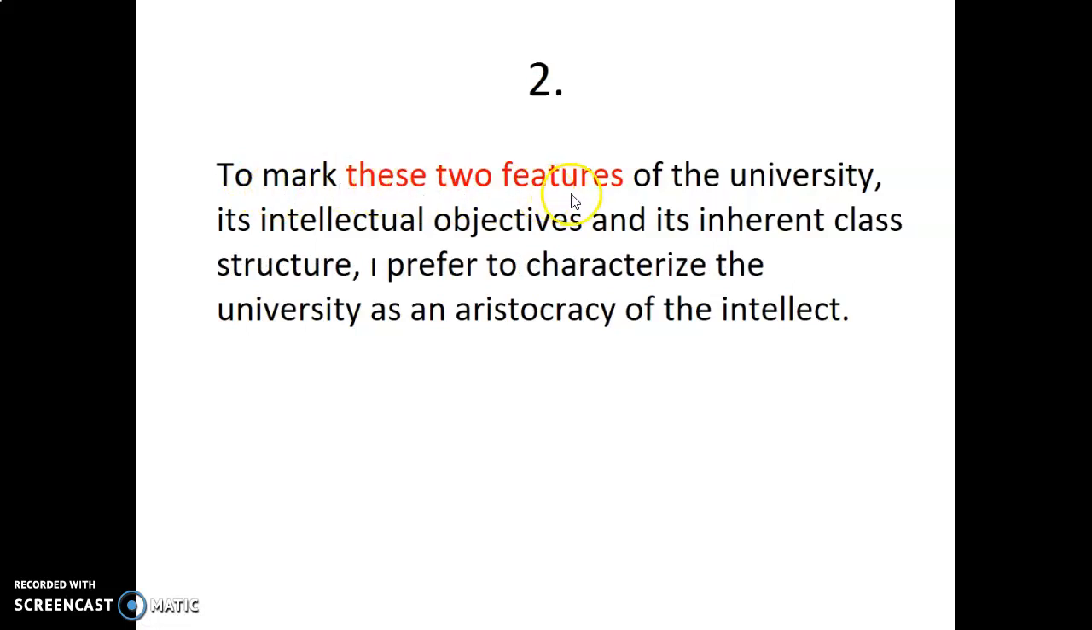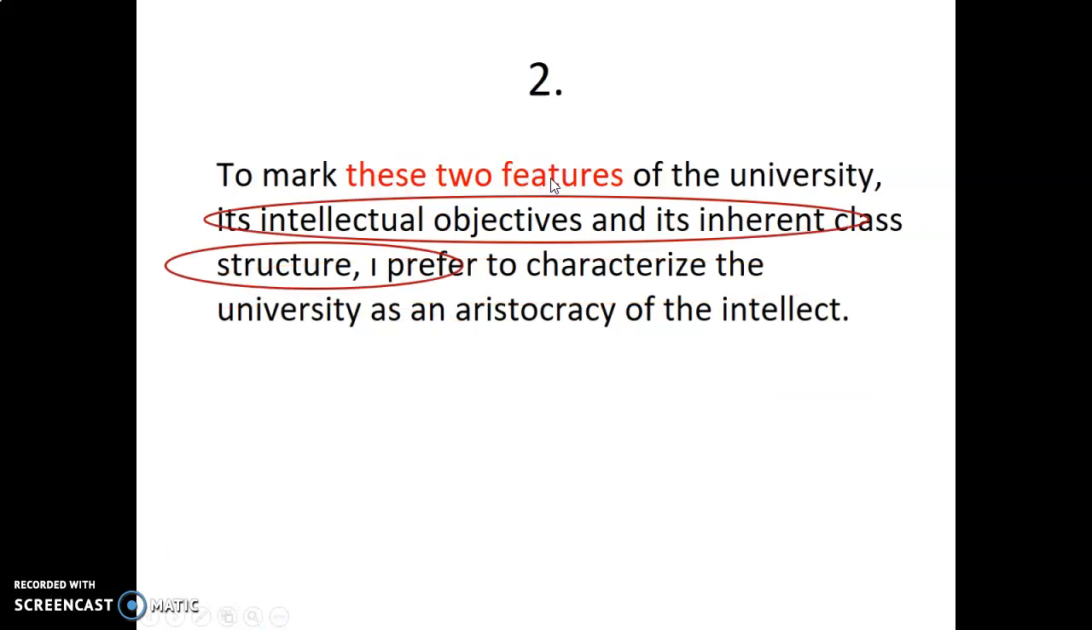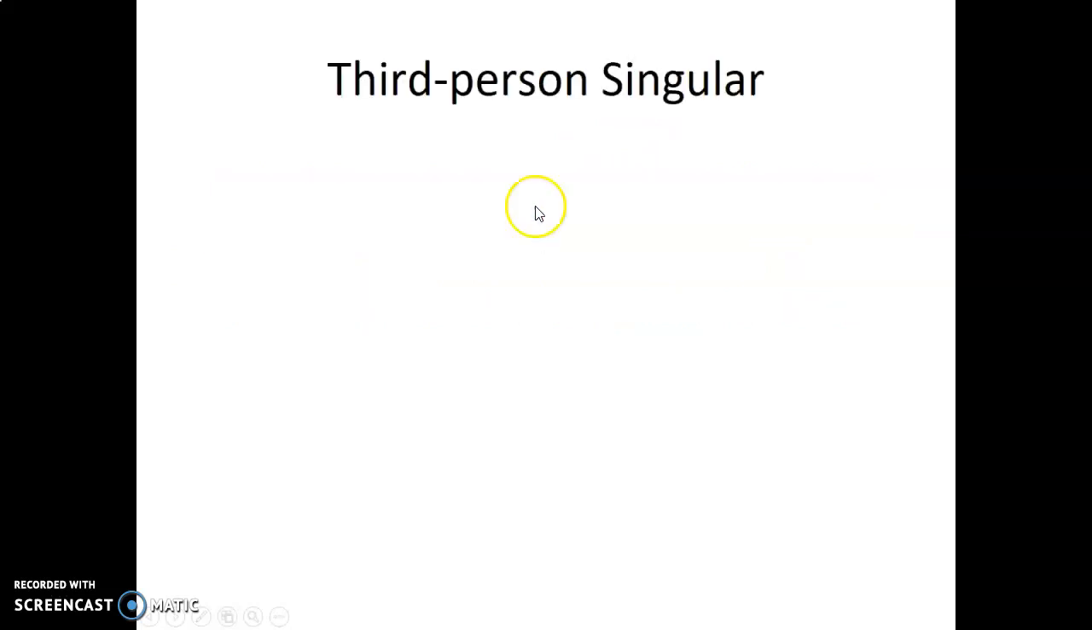To mark these two features of the university, its intellectual objectives and its inherent class structure, I prefer to blah, blah, blah. So these two features, what are these two features? So they are its intellectual objectives and its inherent class structure. We can also use the third person singular. What are those? He, she, and it, right?